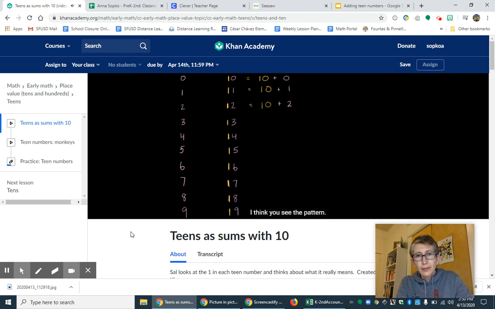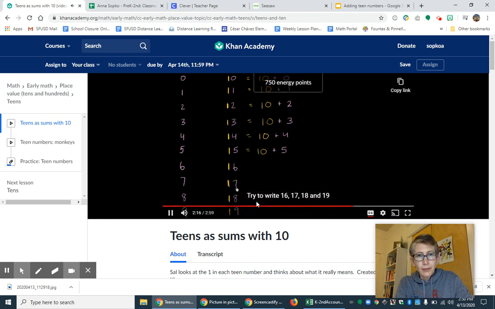And we can keep going. I think you see the pattern. 13 is 10 plus 3. 14 is equal to 10 plus 4. 15 is equal to 10 plus 5. And I encourage you to pause the video now and try to finish the rest. Try to write 16, 17, 18, and 19 as 10 plus some other number.